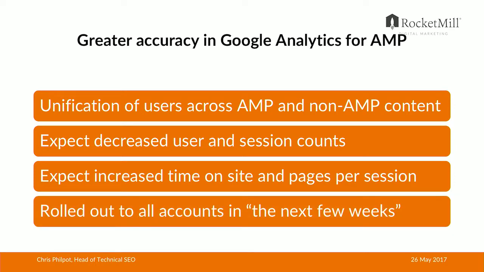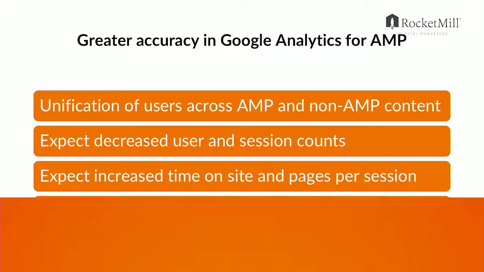Google expect to roll this out to all analytics accounts within the next few weeks, though at present it only affects publishers whose AMP content is served on the same domain as their non-AMP content. So if you use an AMP cache, for the time being you won't benefit from that change, but expect to see that soon.